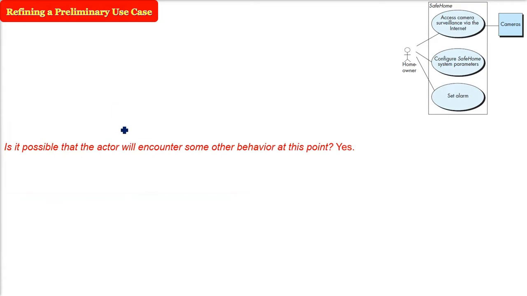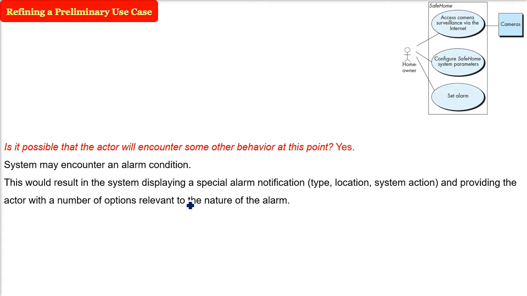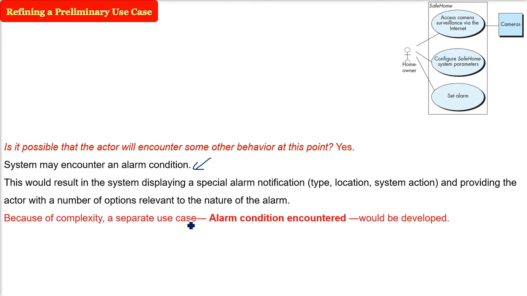One more question I said we need to ask: is it possible that the actor will encounter some other behavior at this point? Yes. There may be an alarm condition. For example, this all is a security scenario, so there will be an alarm. Depending upon the type, the location of the camera, the system action, the actor will be provided with a number of options. It can be relevant to different kinds of alarm or nature of alarm.